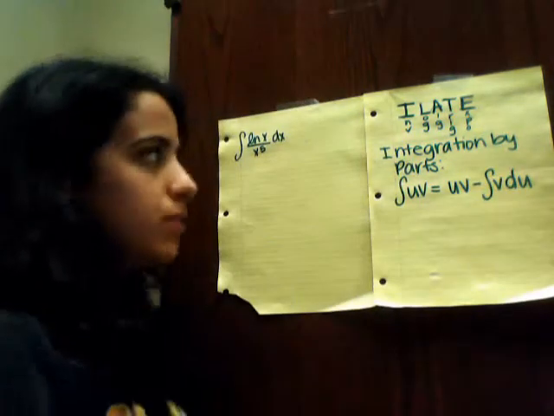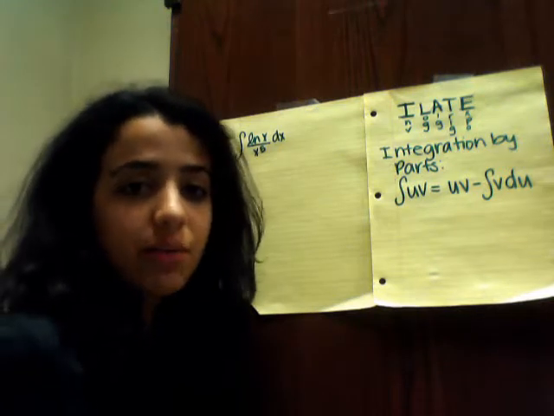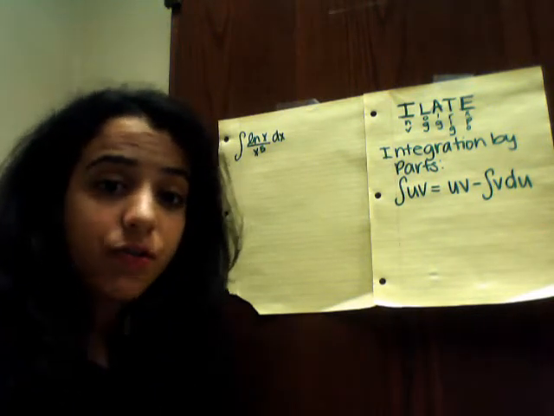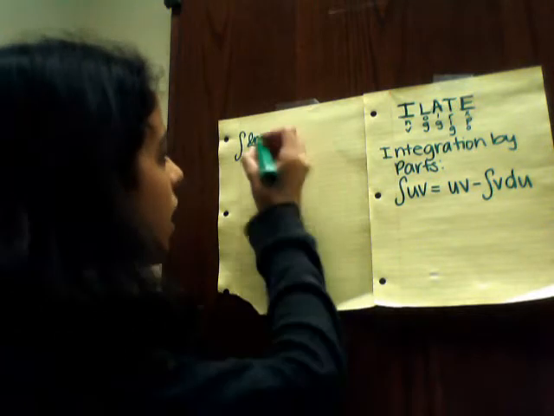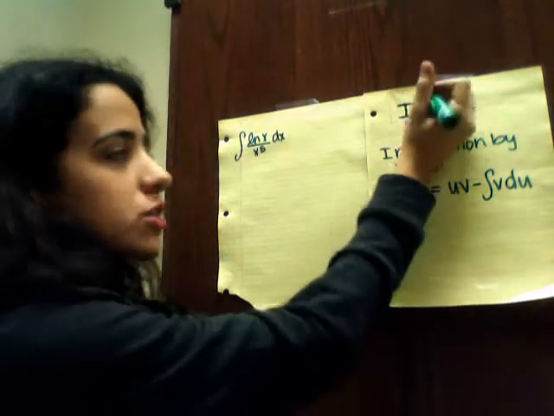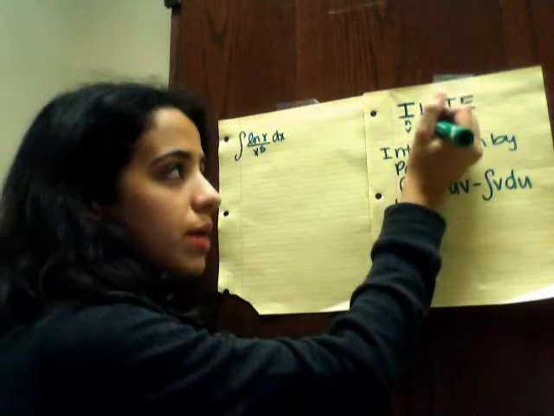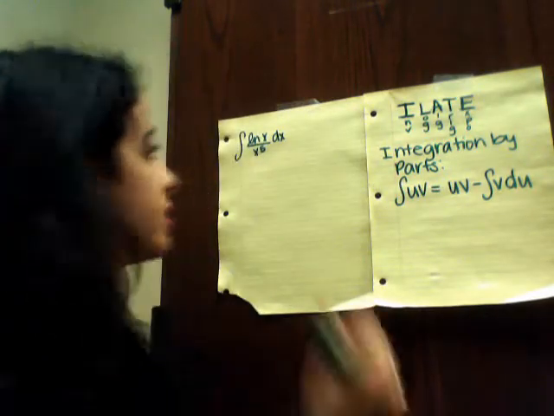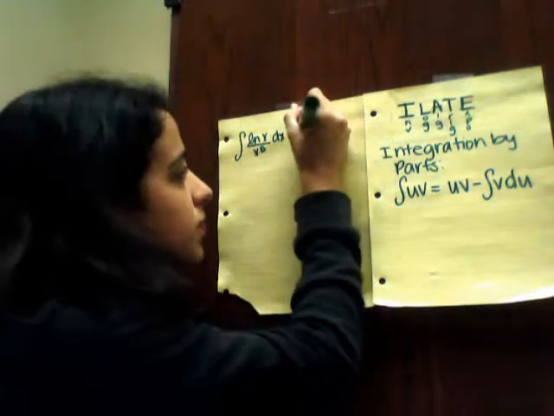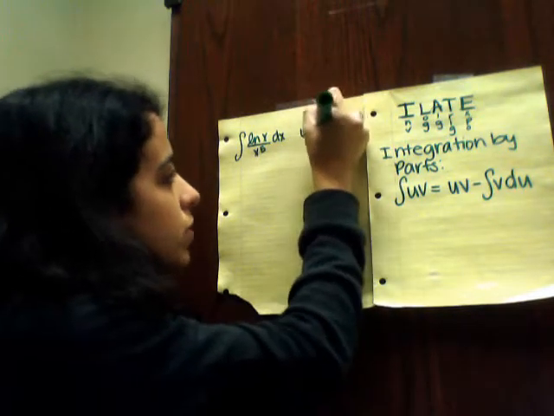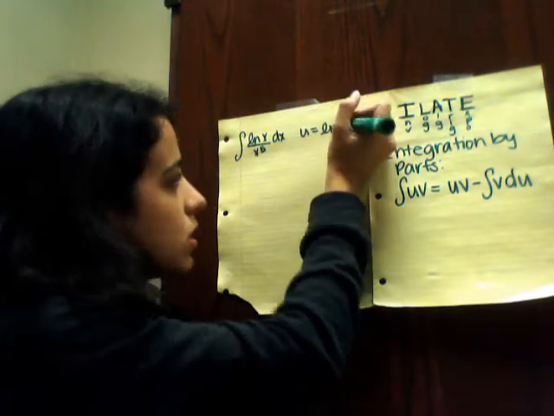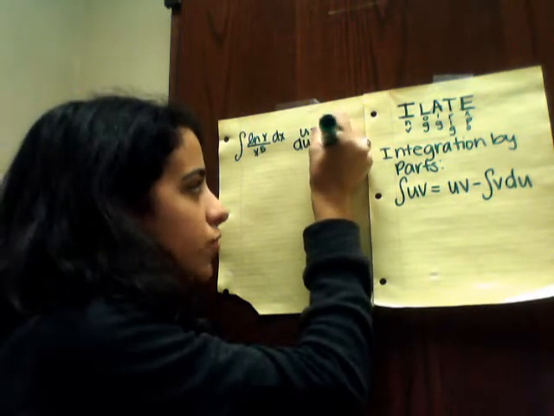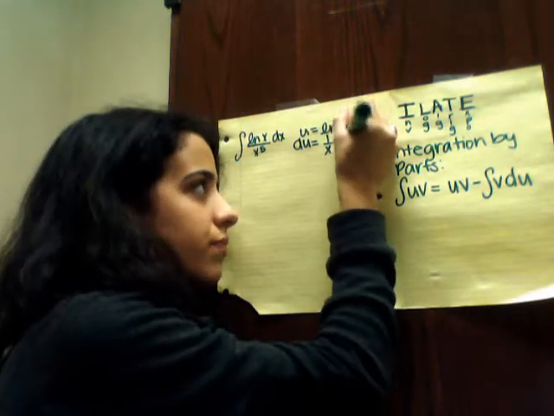So again, we're going to test our acronym, ILATE, in order to see which part of the equation we're going to substitute first by u. There is no inverse function, so cross that out. But we do need to stop at the log, the L, because we have the natural log of x. So that's going to be our value for u. So u equals the natural log of x, whose derivative is 1 over x dx.